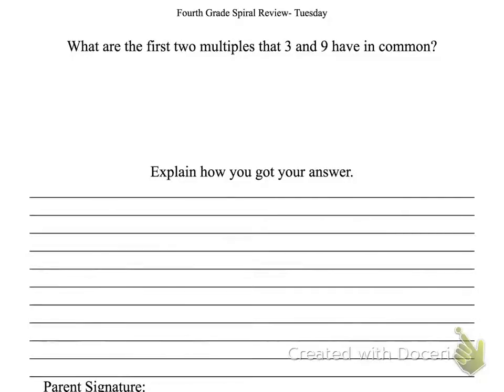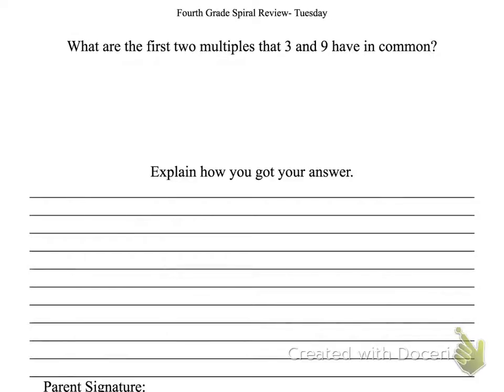All right, so tonight's spiral review is, what are the first two multiples that 3 and 9 have in common? One of the first things that kids need to remember are some of the vocabulary words. They really need to know what multiples means. That is, using a particular factor, all the possibilities you can make with it. It's kind of like skip counting.